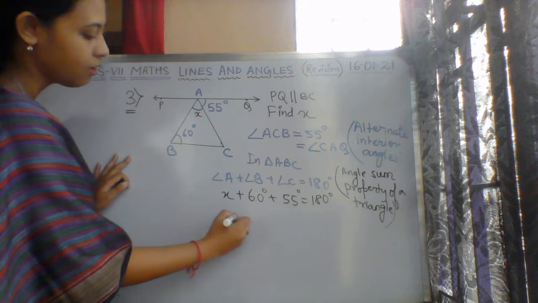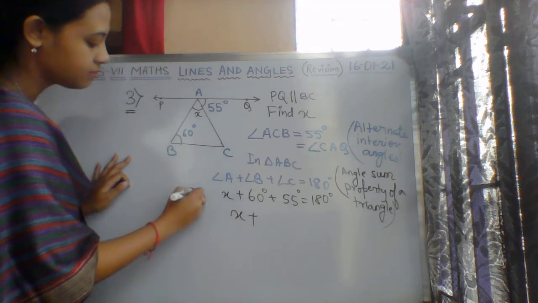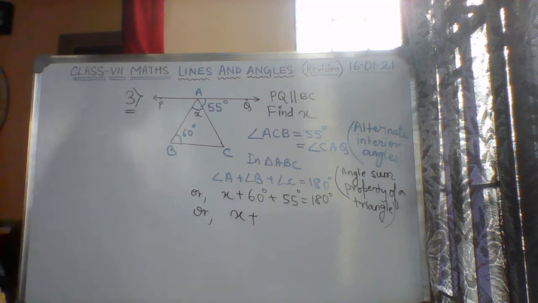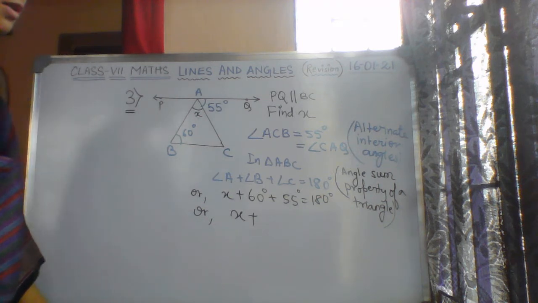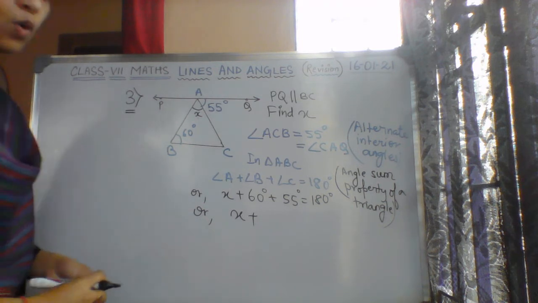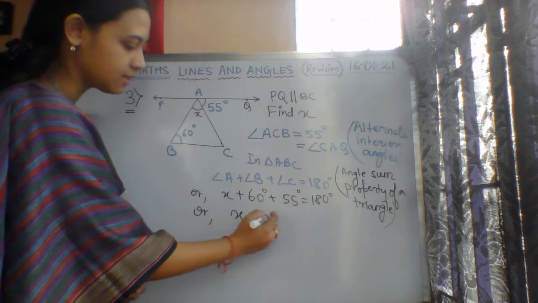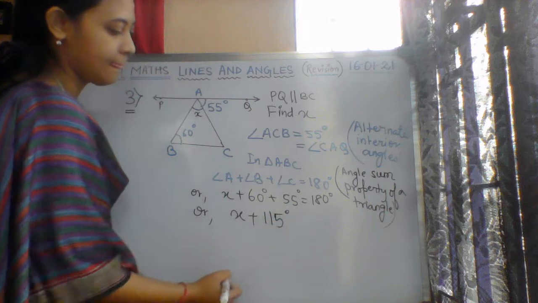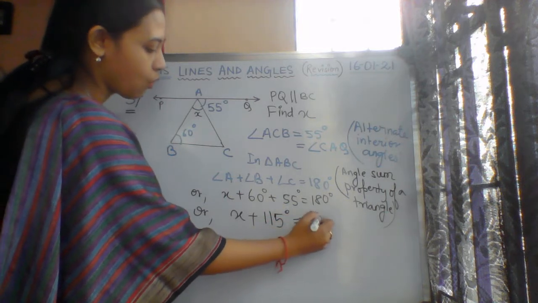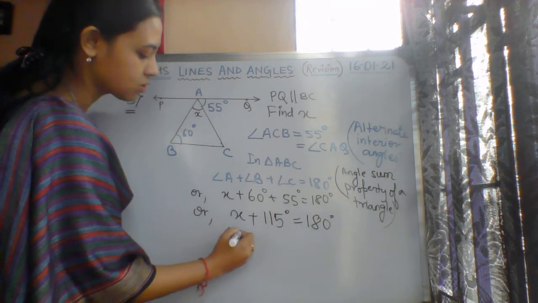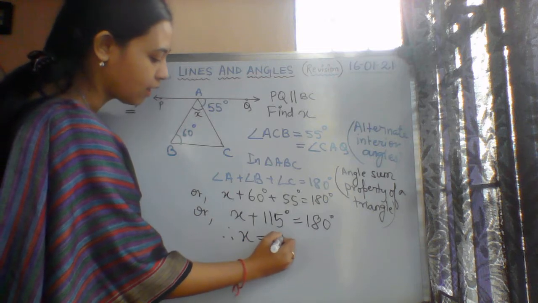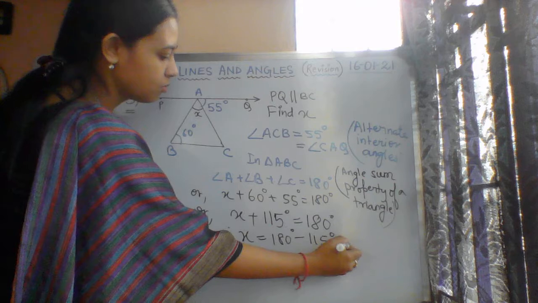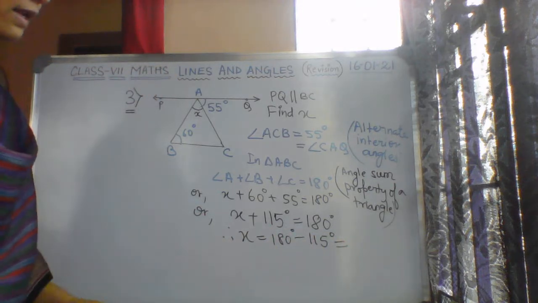Okay, so x plus 60 plus 55 degrees, how much? 60 plus 60 is 120, and 5 less than that, okay, 115, equals 180 degrees. Therefore x will be equal to how much? 180 degrees minus 115 degrees. How much will you get? Quickly calculate.